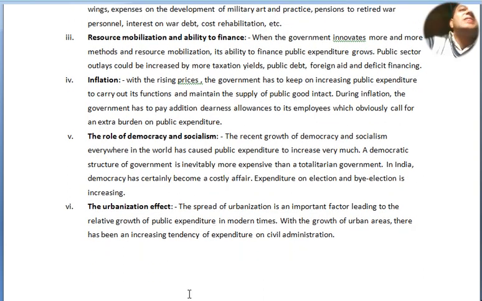The urbanization effect. The spread of urbanization is an important factor leading to the relative growth of public expenditure in modern times. With the growth of urban areas, there has been an increasing tendency of expenditure on civil administration.